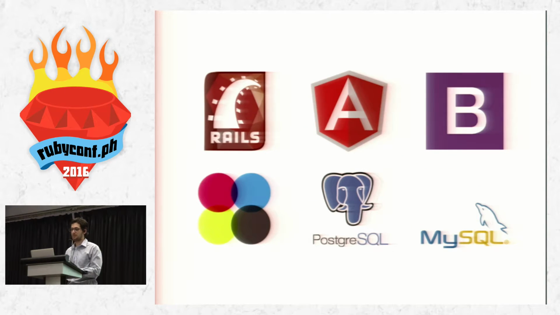Some of the tools that we use to build this are Rails, Angular, Bootstrap. Those four circles are Puma, the web server, which was good for concurrency. And then we support MySQL, Postgres, and I believe SQLite.